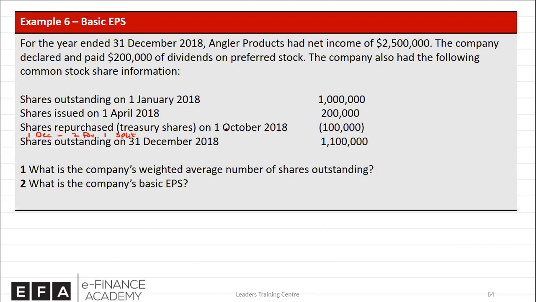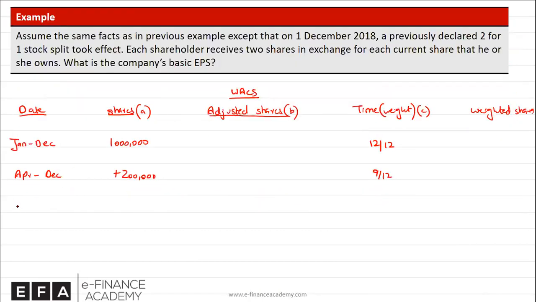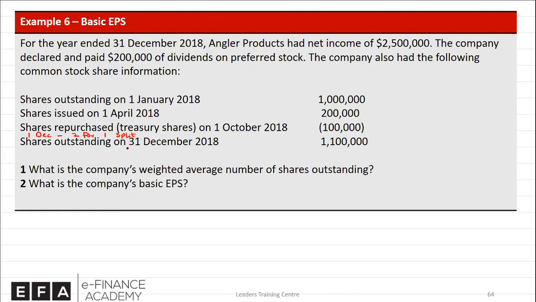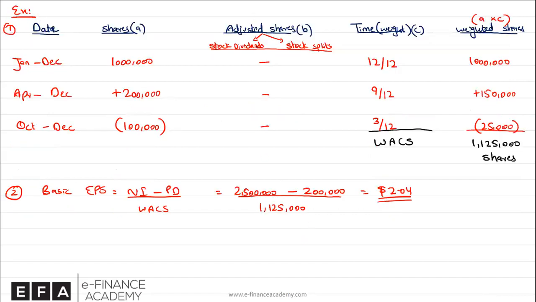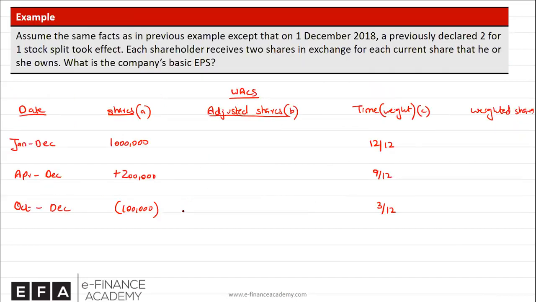Let's move next. On 1st of October, there was a repurchase. From October to December, there was a repurchase of 100,000, and that amounts to 3 months. They were outstanding for 3 out of 12 months. That will be the impact. And then we are told that on 1st of December, a 2-for-1 split happens. Whenever a split happens, you are not going to give it a separate row. If there is a stock split or a stock dividend, you're not going to write that as a separate row. Rather, splits and stock dividends always affect the number of shares that are outstanding until that date.